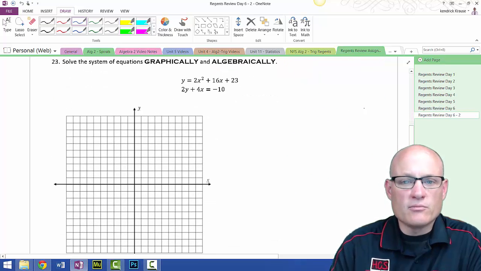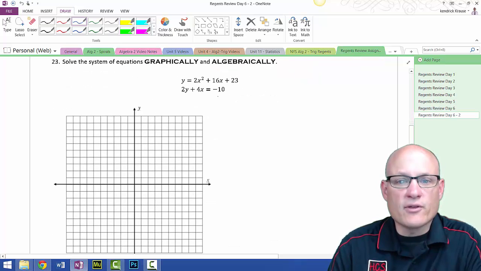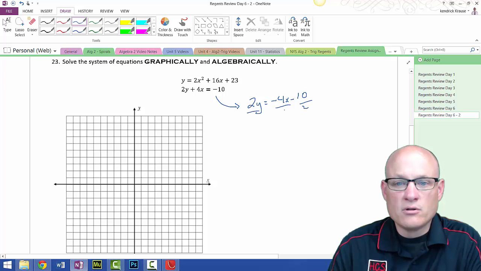All right, so while that goes, we're going to graph this thing first. This thing is a line. It says 2y equals negative 4x minus 10. By bringing that over, I'm going to divide everything by 2. And I get y equals negative 2x minus 5.